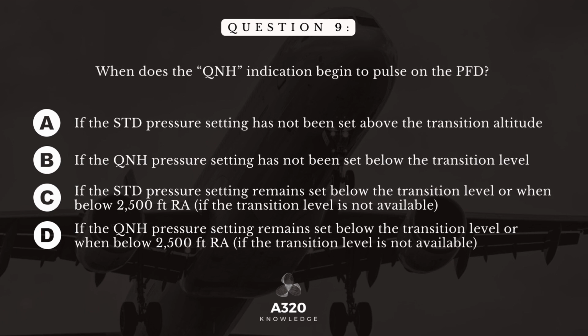Question 9. When does the QNH indication begin to pulse on the PFD? A. If the standard pressure setting has not been set above the transition altitude. B. If the QNH pressure setting has not been set below the transition level. C. If the standard pressure setting remains set below the transition level or when below 2,500 feet if the transition level is not available. D. If the QNH pressure setting remains set below the transition level or when below 2,500 feet if the transition level is not available.